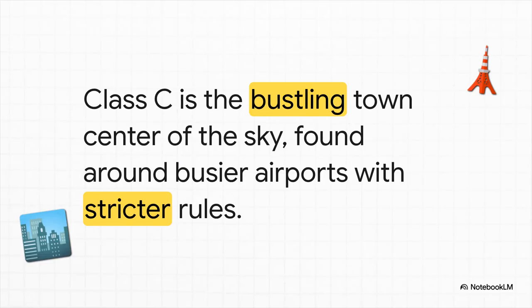Okay, things are getting a little more serious. We're now heading for a bigger, busier airport, the kind that might handle regional jets. Welcome to Class C airspace. If Class D was a small town, Class C is the bustling town center. It's more complex, usually has more layers, and yeah, the rules get a little stricter.